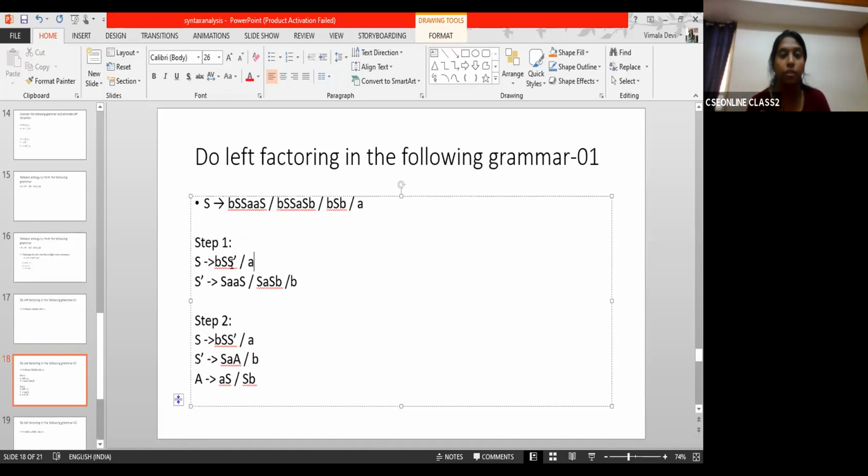Now we have to define what is this S dash. It is all the remaining, the suffix of the rules, right? So in the first rule, S dash is nothing but S, A, S. In the second rule, S dash is nothing but S, A, S, B. In the third rule, it is nothing but B. So step 1 is over.